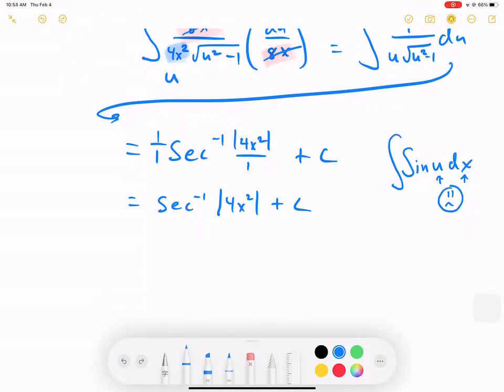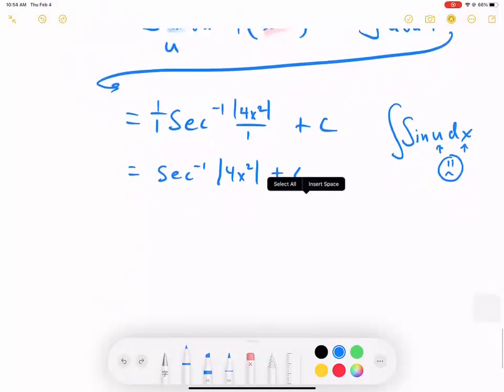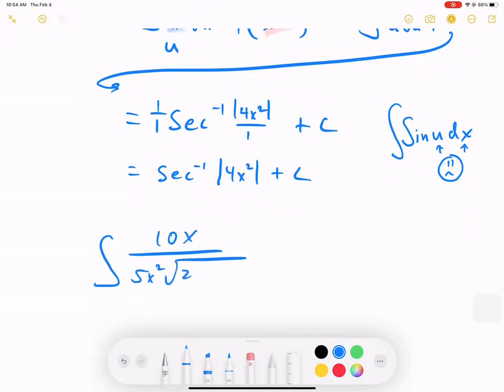All right, so let's do a tougher one about this. This one's going to look a little bit ugly. It's going to be the integral of 10x over 5x squared, square root of 25x to the fourth minus 16 dx. So does this look like tangent?